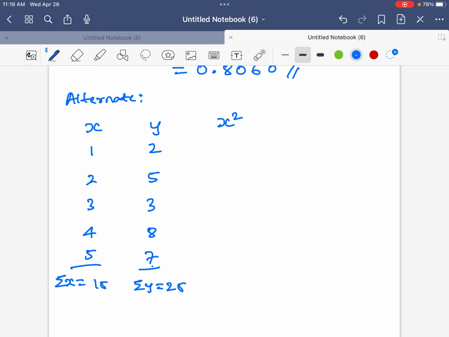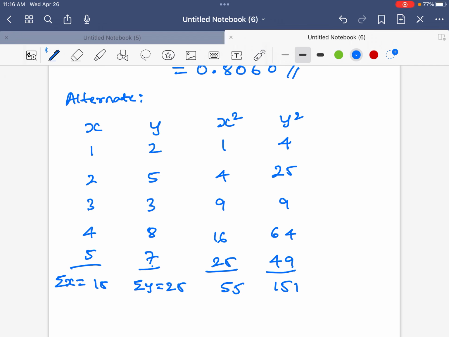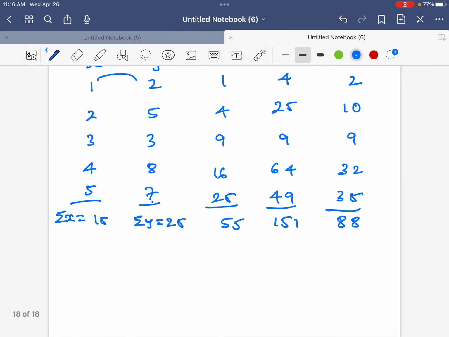Now each value of x will be squared. It is 1, 4, 9, 16, 25, and when we sum this it is 55. Each value of y will also be squared. It is 4, 25, 9, 64, 49. On adding all these values we are going to get 151. And now the product of x and y is considered here. It is 2, 10, 9, 32 and 35. When we add all this, it is going to be 88.